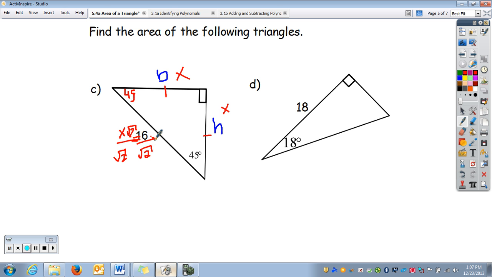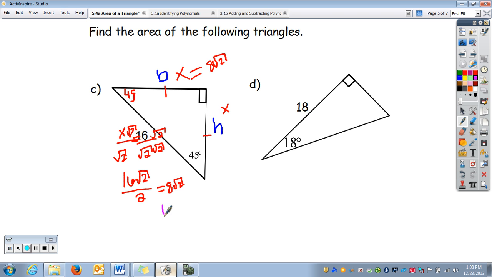Then I gotta multiply root 2 to top and bottom. So we have 16 square root of 2 over 2. Simplify it out, that is 8 square root of 2. So that's x. So both of these sides equal 8 square root of 2. Don't freak out because we have root 2's when we're trying to find the area.